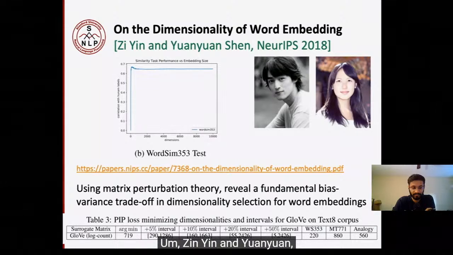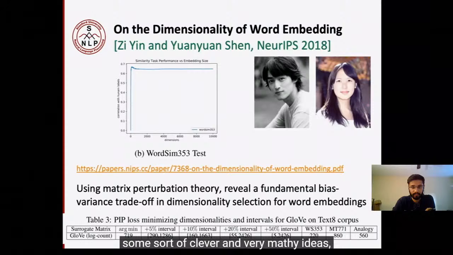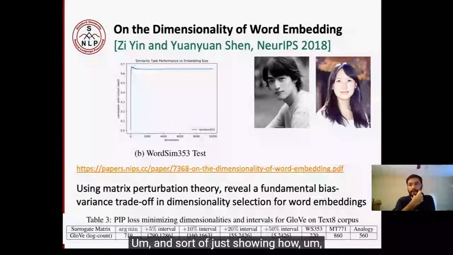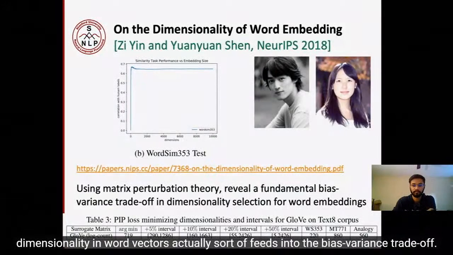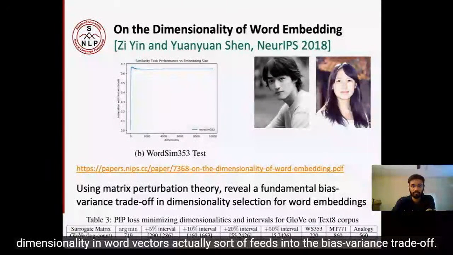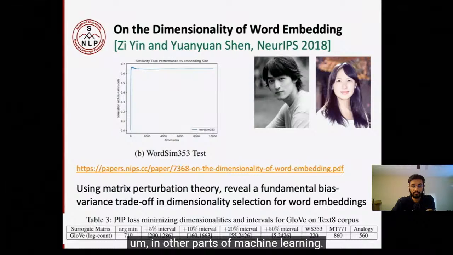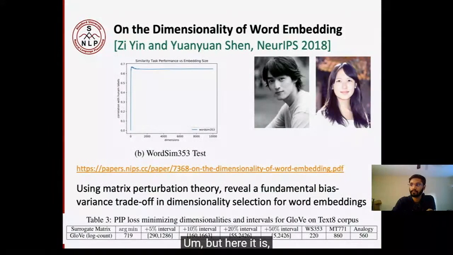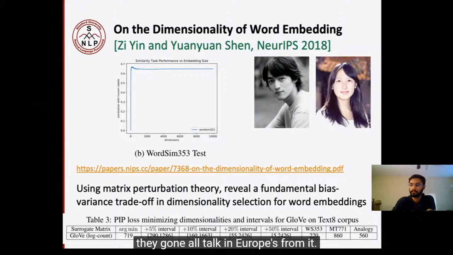But anyway, they had some clever and very mathy ideas where they were using matrix perturbation theory and showing how dimensionality in word vectors feeds into the bias-variance trade-off, if you've seen that in other parts of machine learning. I'm not even going to attempt to explain their paper, but here it is. They did really well with this paper. They got an oral talk at NeurIPS from it.